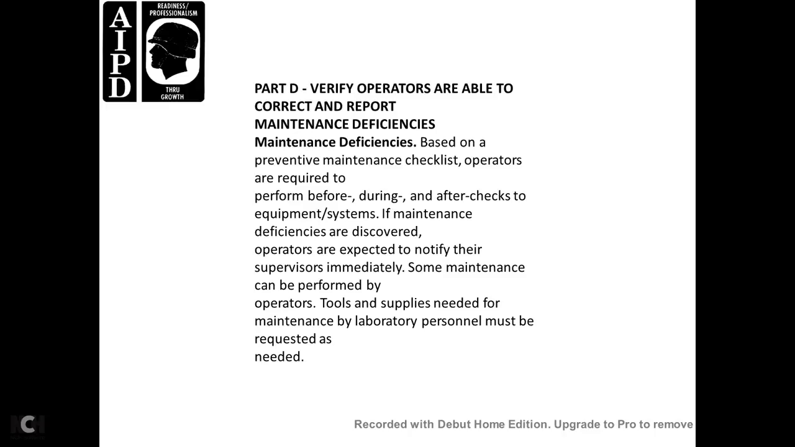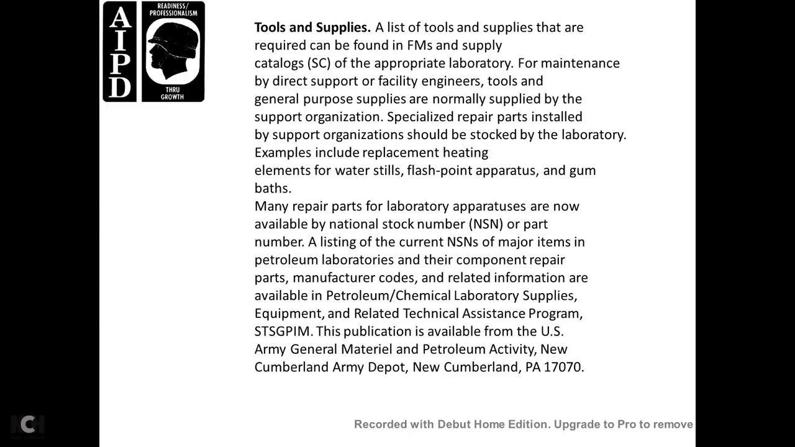Some of the maintenance can be performed by operators. Tools and supplies needed for the maintenance, and laboratory personnel, must be requested as needed. The list of tools and supplies required can be found in the field manual, supply catalogs, and the appropriate laboratory for maintenance of the direct support facility. Engineer tools and general support supplies are normally supplied by the supporting organization. Specialized repair parts installed by the supporting agency should be stocked in the laboratory.